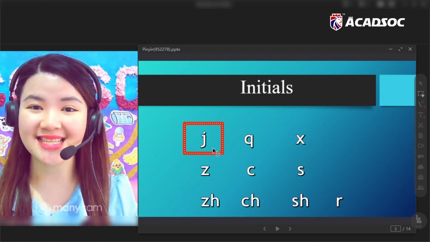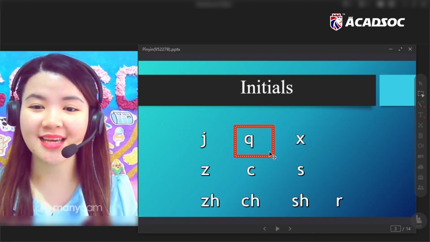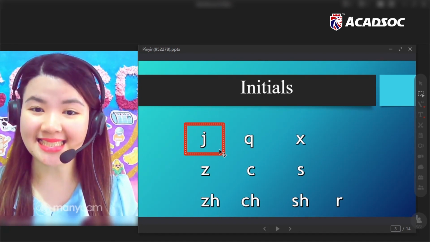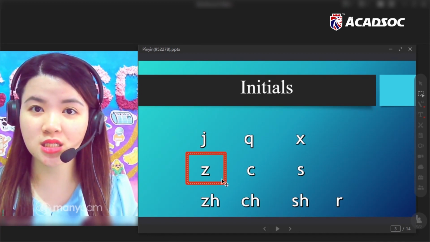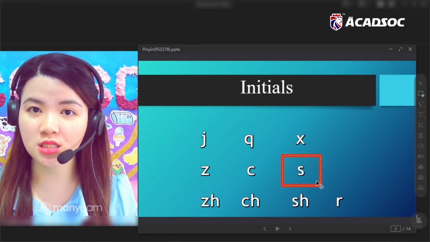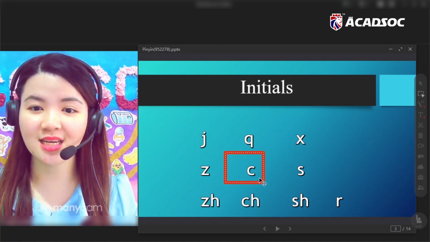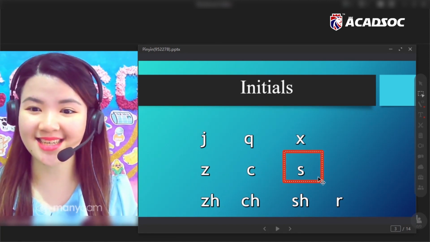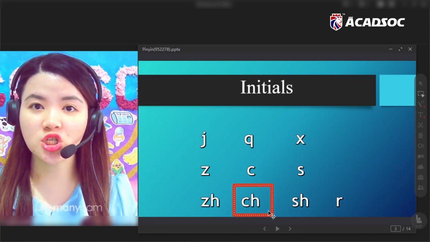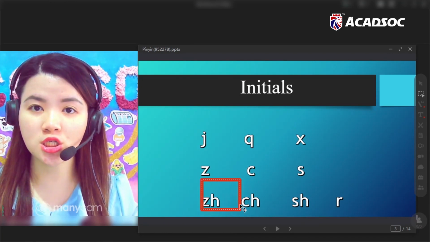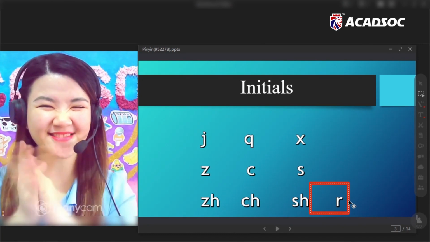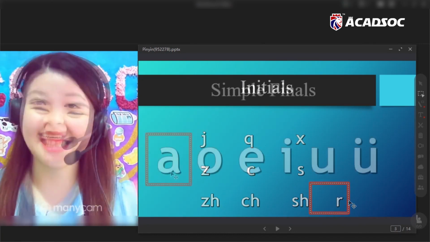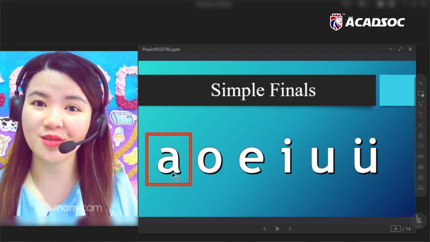But let's begin. C, T, T, D, T, T, D, T, S, D, T, S, J, C, S, R, J, C, S, R. Good job!